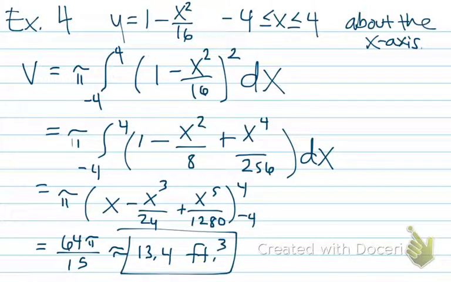So the disk method in this case was easier just because it was already given to us in terms of y, and we were rotating it about the x-axis. Sometimes it's easier to use the disk method, sometimes it's easier to use the shell method. In the next example that we're going to do, you're going to see that it's actually necessary to use the shell method. So let's look at example number 5.